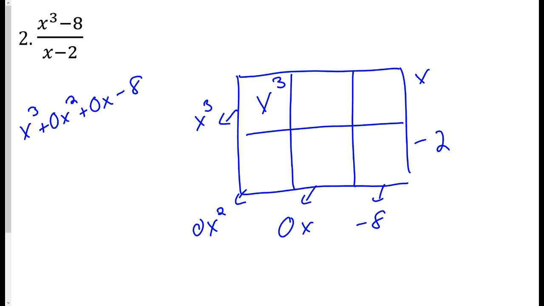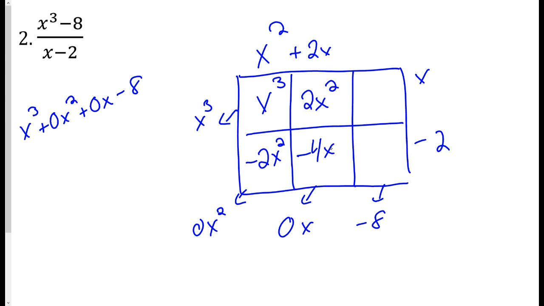What times x gives me x cubed? X squared does. X squared times negative 2 is minus 2x squared. Now we say to ourselves, what plus negative 2x squared gives me 0x squared? Well, the additive inverse is 2x squared. If I add those together, I get 0x squared. What times x gives me 2x squared? 2x. 2x times negative 2 is negative 4x.